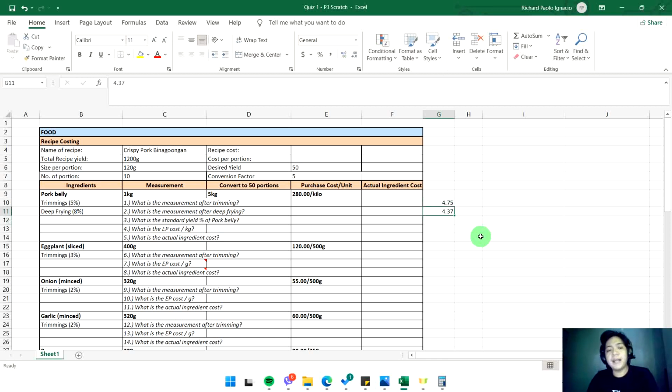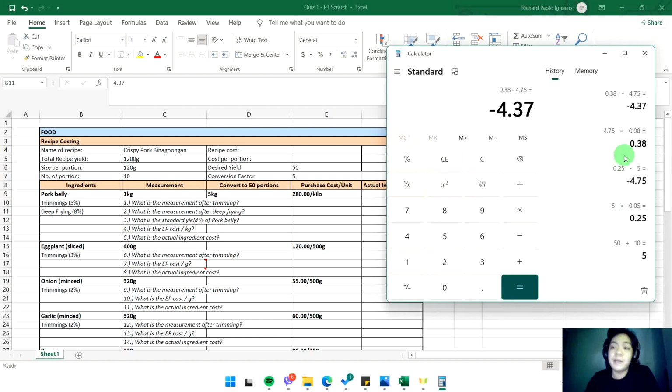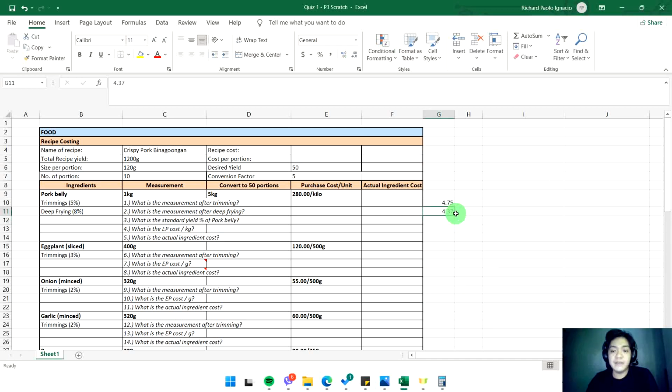Question: Sir, bakit yung 0.38 minus nyo doon sa 4.75? Bakit hindi po sa 5 kilograms? Kasi po, na-trim na natin lahat. Nalinis na natin yung karne, na-trim na natin yung mga hindi natin kailangan na parts, kaya doon tayo magbabase. And doon din tayo nag-base ng 8%, kaya doon din natin siya ibabawas. Now, 4.37 ang ating measurement ng pork belly after trimming and after deep frying.